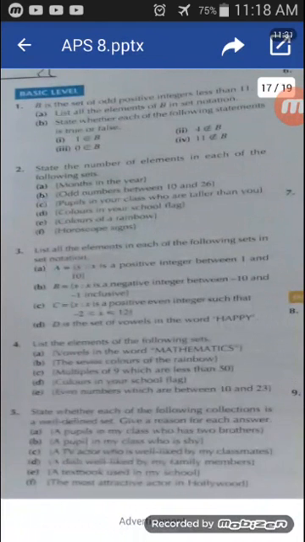Question number 4 is, list the elements of the following sets. Vowels in the word mathematics. The vowels are A, E, I, O, U. So you find A, E, I, O, U in the word mathematics. A, E, I are written in set notation. O, U do not belong to mathematics, so they are not written in the set notation.